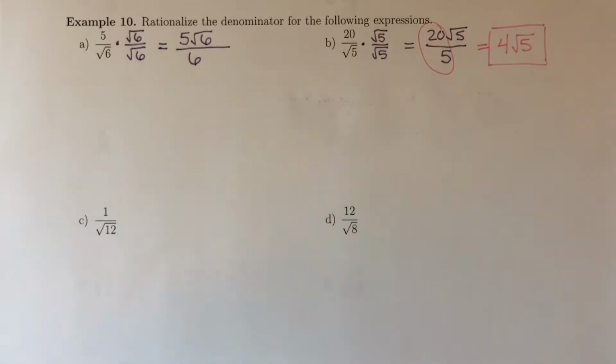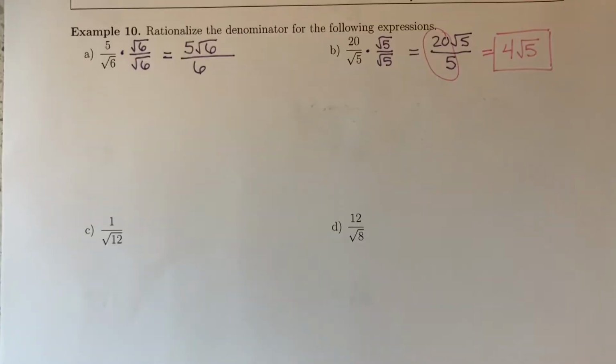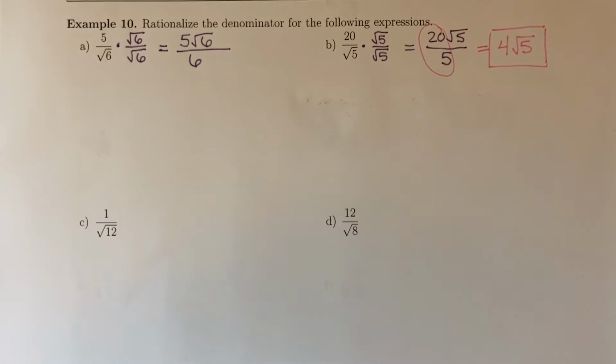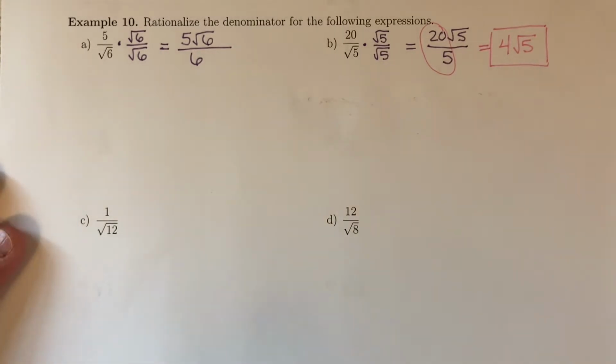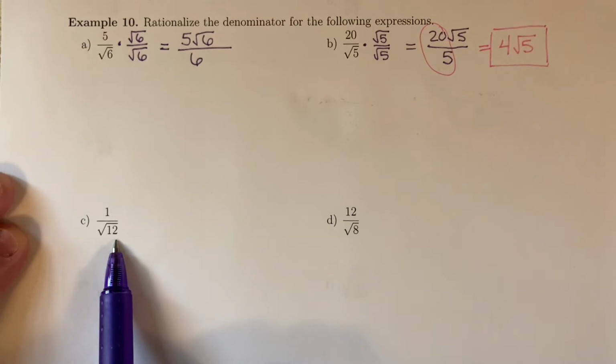Let's pick up where we left off. We are on example 10, and we're going to do the last two parts of this and then move on to the next page. We're rationalizing the denominator. So when we rationalize the denominator, the first step is to simplify these square roots.